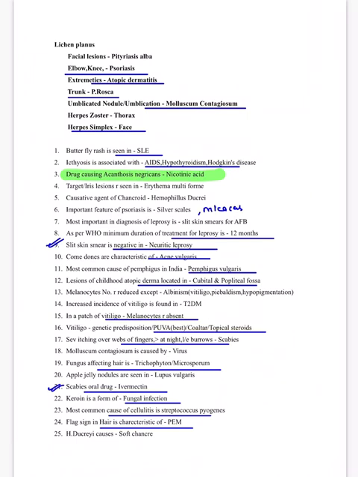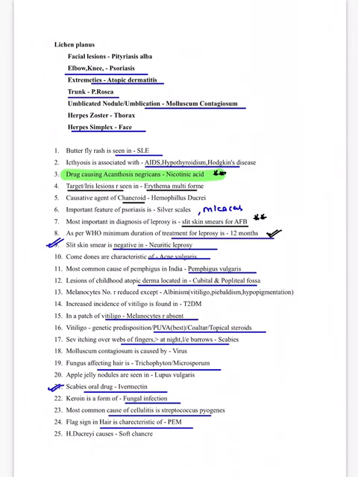Now coming on to the other important one-liners, guys. Butterfly rash, SLE. Drug causing acanthosis nigricans, nicotinic acid. Target lesions in erythema multiforme. Causative agent of chancroid, Haemophilus ducreyi. Important features of psoriasis, silvery micaceous scales are present, guys, more on the extensor surface, guys. Most important criterion for diagnosis of leprosy is the slit skin smear. Minimum treatment of leprosy is 12 months, guys.